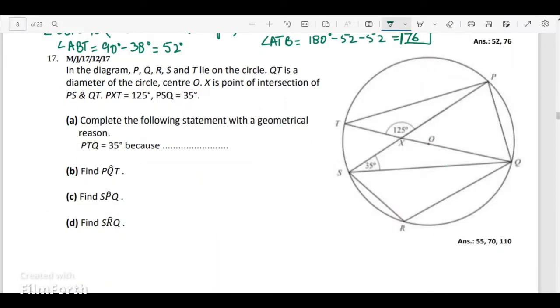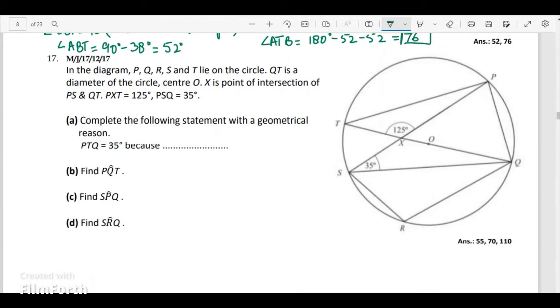That's it. In question number 17, it says in the diagram P, Q, R, S and T lie on the circle, QT is the diameter of the circle, center O, X is the point of intersection of PS and QT, PXT equals 125 degrees and PSQ equals 35 degrees. A part, complete the following statement with a geometrical reason.